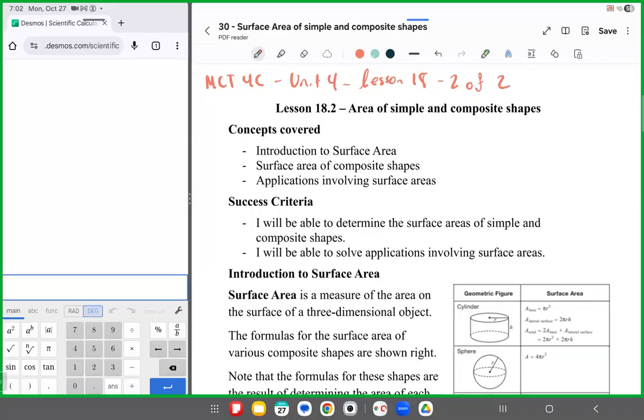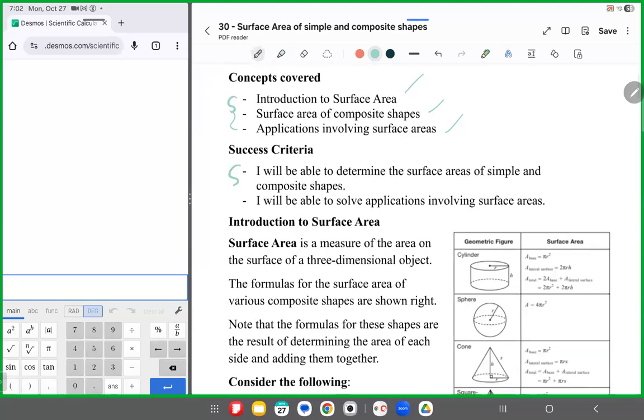And so consequently, our topics for today will include the introduction to surface area. So we'll be going over the formula for the surface area on a variety of shapes, and then having a look at some basic applications. In general, you'll know things have gone well when you're able to determine the surface area of simple and composite shapes and solve their corresponding applications.